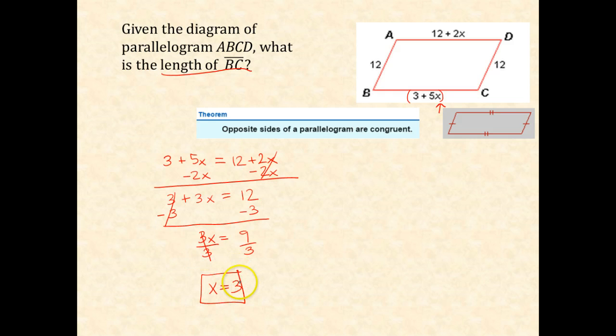Now resist the temptation to say that you're done here, because it doesn't say what is the value of x, it says what is the length of BC. So the length of BC is 3 plus 5x. So that's 3 plus 5 times, we just figured out that x equals 3. So that is 3 plus 5 times 3 is 15. So the length of BC is 18.